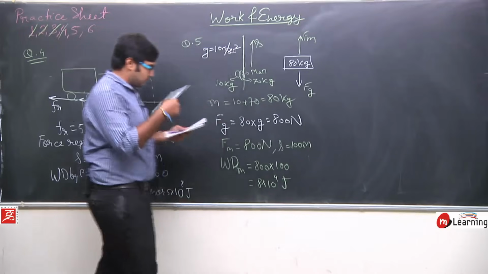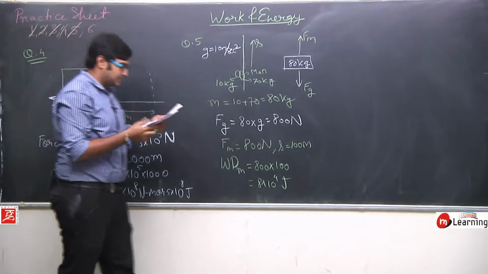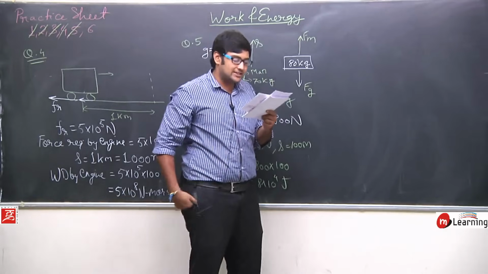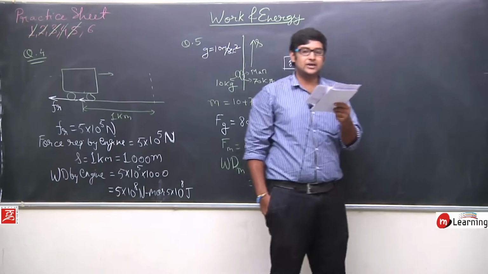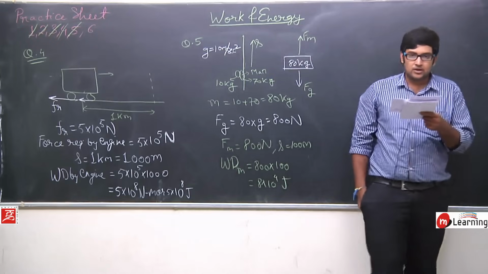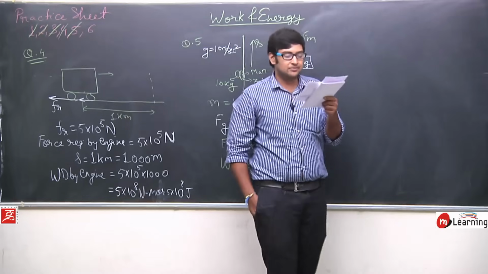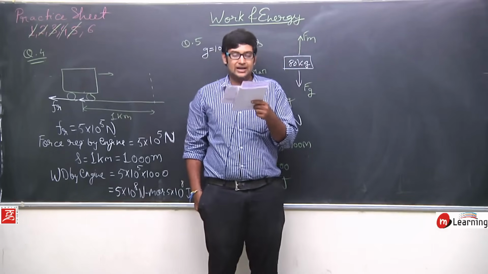So this completes question number 5. Let's move to the 6th question. A coolie carries a load of 50 kg on his head and walks on a level road up to 100 meters. What is work done by him? So the question says that there is a coolie who carries a load of 50 kg on his head and walks on a level road up to 100 meters.